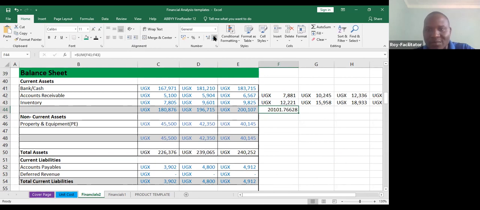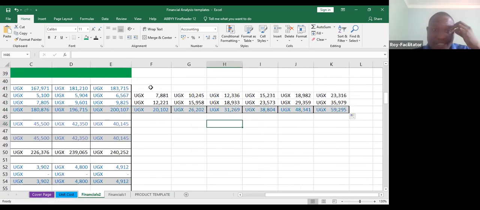I'm still going to remove the decimal points because I don't want them. And this was already there. In fact, I don't need to repeat. I can just pull this because the formula already exists. So that's fine. It has given us the totals there. Then I'm going to go on to payables.